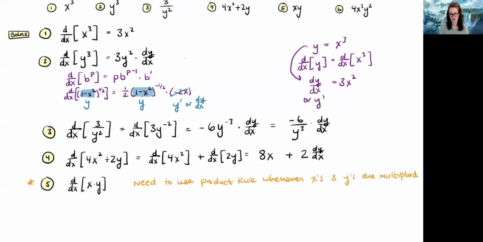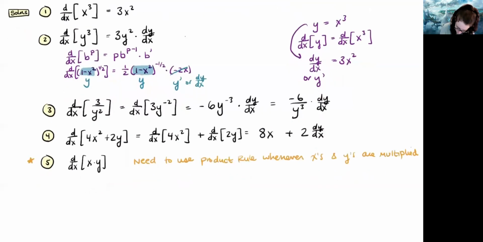Anytime, even if it's different powers, not just x times y, even if there's a number in the front, you have to use the product rule if you want to find the derivative correctly. Okay. So the product rule, I think we use like u and v, right? So let's get some of that stuff going on here. So I would call u equal to x. I would call v equal to y.